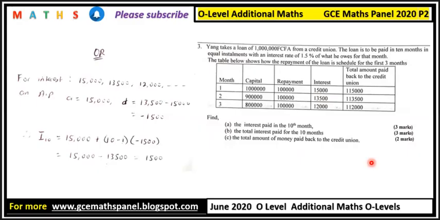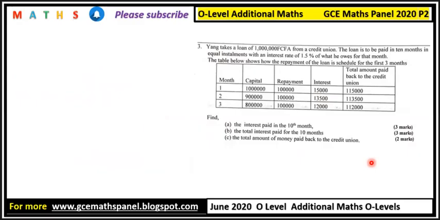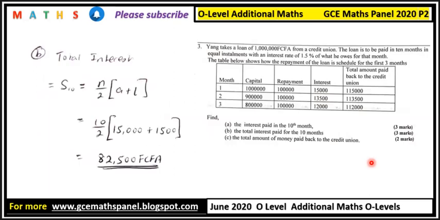Now the B part, the total interest paid for the 10 months. Now that you know that it's an AP, we can use the formula to calculate the total interest paid for the 10 months. And that will be given by S_n equal to n over 2 into a plus L, where a is the interest for the first month and L is the interest for the last month. And we just calculated and had 1,500.